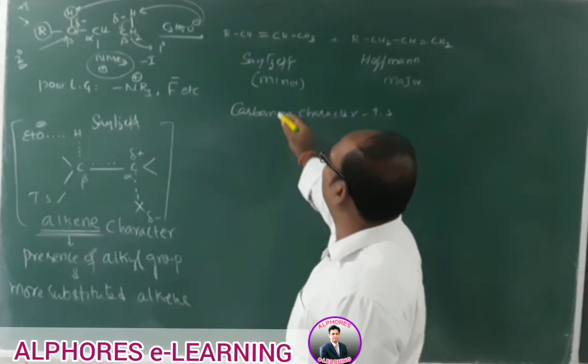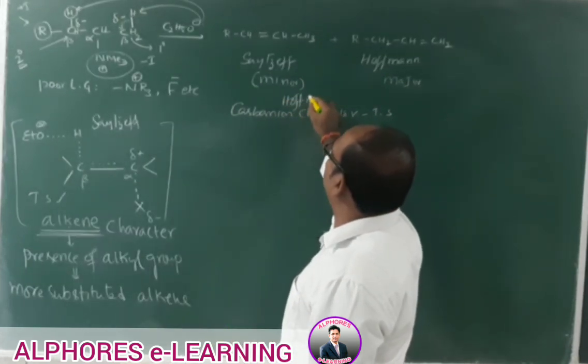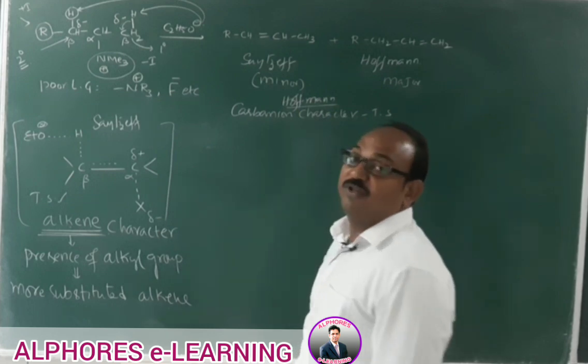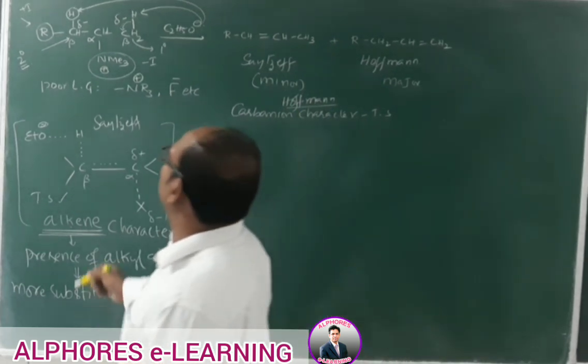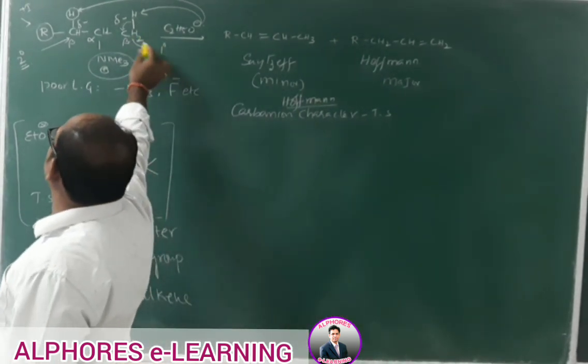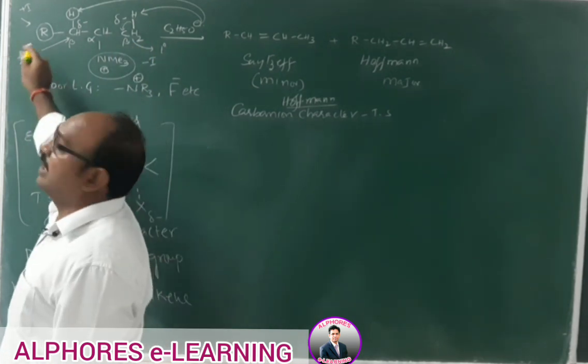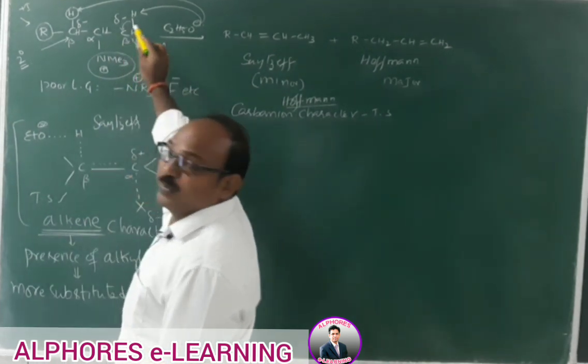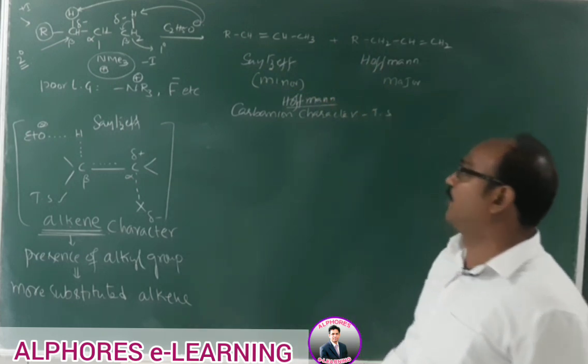So in the case of Saytzeff elimination, we checked which alkene is more stabilized. Whereas in the case of Hofmann elimination, which carbanion is more stabilized? Because the primary carbanion is more stabilized than the secondary, that's why we get, with respect to this carbanion, the more stable product.